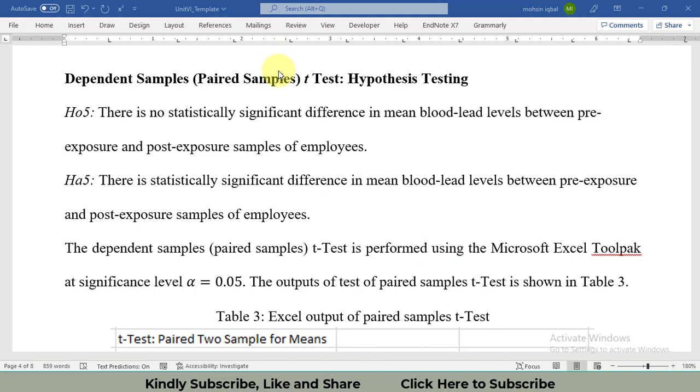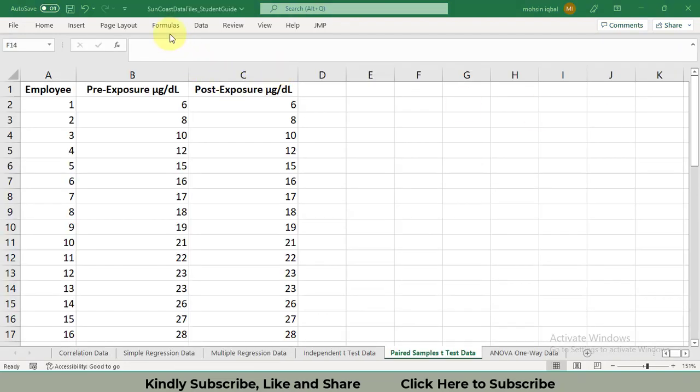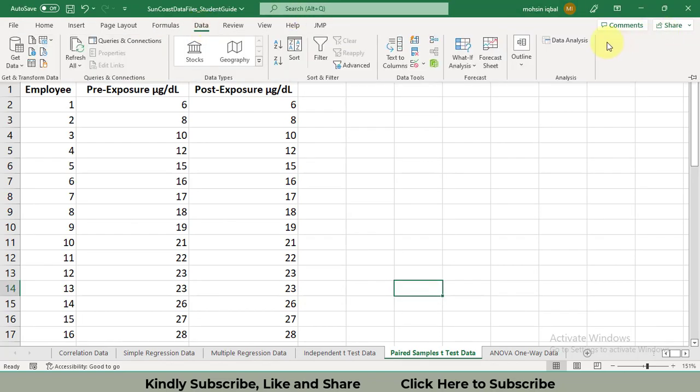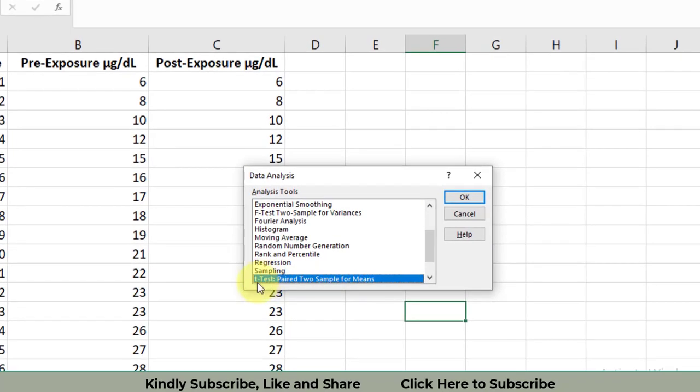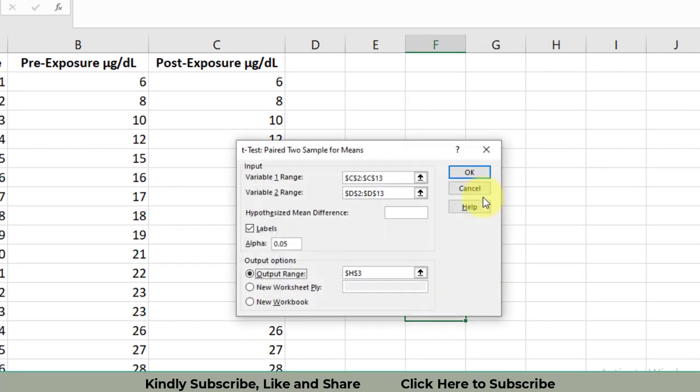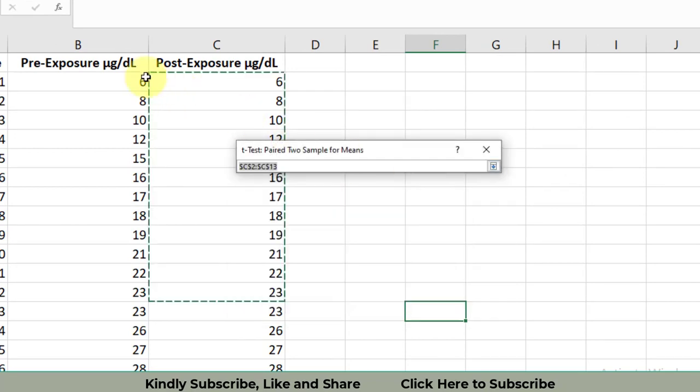So the dependent sample t-test is performed in Excel and Minitab at alpha equal to 0.05. In order to perform the test, first click on the Data tab, then on the left hand side click the Data Analysis tab. In the Data Analysis tab, you will have to select t-Test: Paired Two Sample for Means. Click on it and then you will have to input the data.